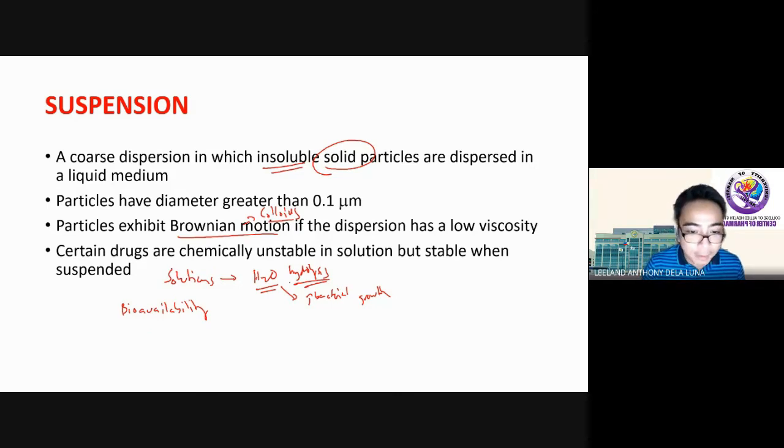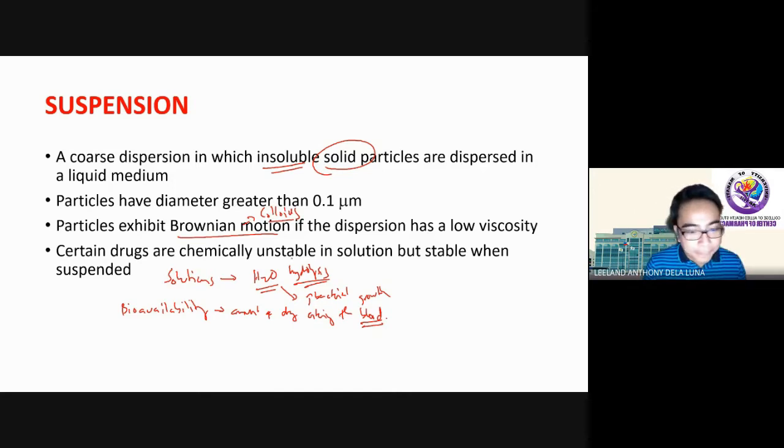Alright. So, class, sino mas bioavailable? When we say bioavailable, class, this one refers to the amount of drug entering the blood. So basically, kasi class, ang assumption natin lagi is the more drug entering the blood, the more effective the drug is, right? Okay, so yun yung assumption natin. Now class, which of the two is more bioavailable? Solutions or suspension? Tatingin nyo lang.